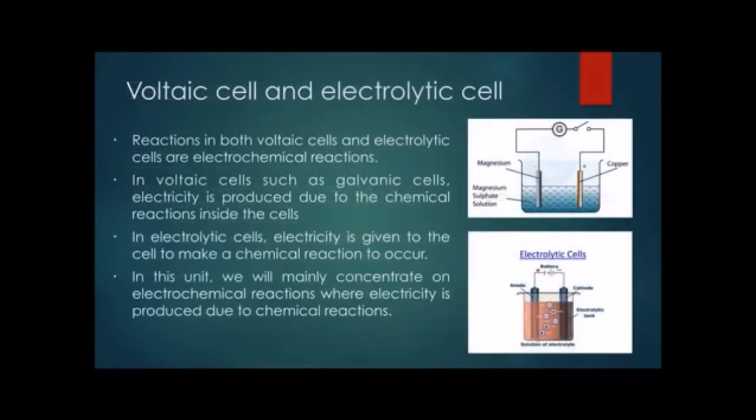In your PUC, you studied about voltaic cell and electrolytic cell. The reactions that happen inside the voltaic cell and electrolytic cell are both electrochemical reactions. In voltaic cells such as the galvanic cell, electricity is produced due to the chemical reactions inside the cells. In electrolytic cells, electricity is given to the cell to make a chemical reaction occur. So in this unit, we will mainly concentrate on the first type of electrochemical reaction, where electricity is produced due to chemical reaction.